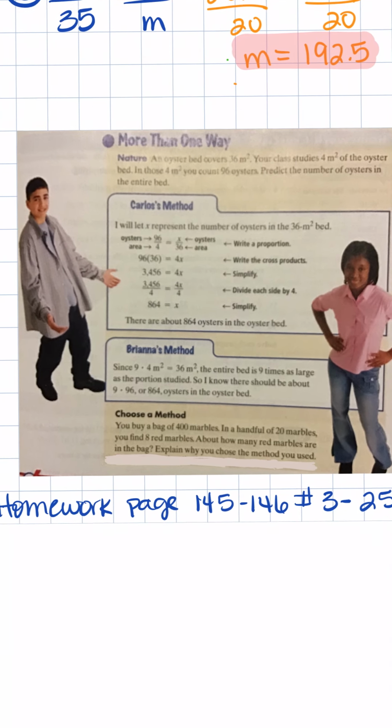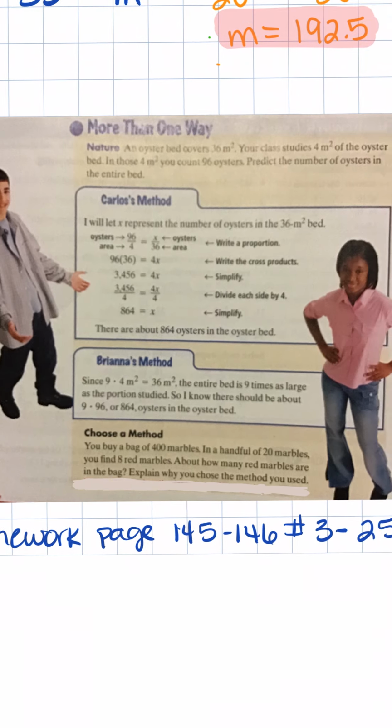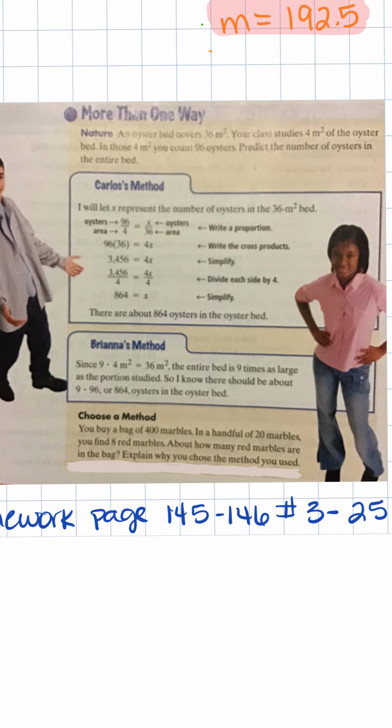So let's take a look here. An oyster bed covers 36 meters squared. Your class studies 4 meters squared of the oyster bed. In those 4 meters, you count 96 oysters. Predict the number of oysters in the entire bed.